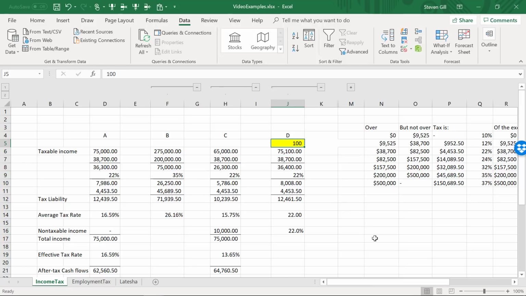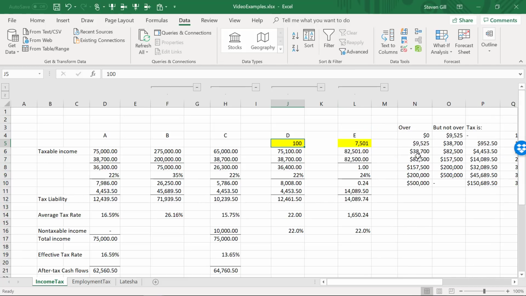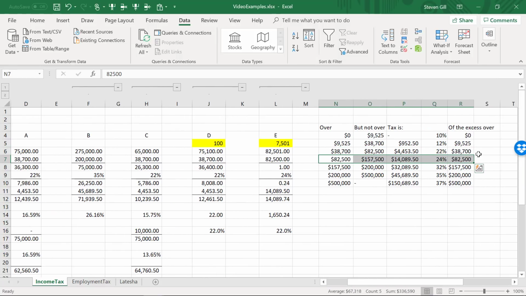But at some point, we're actually going to eclipse 22% and slide into the next bracket, into the above 82.5. When do we get there? In this case, we would get there with an additional $7,501 of income, because that would push SpongeBob from $75,000 up to $82,501.